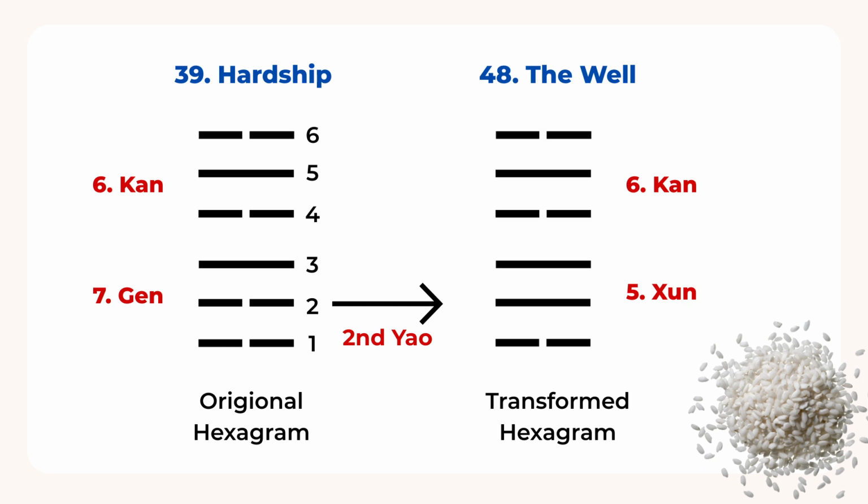So the new hexagram will be number 48, the well. That's after the transformation, and usually the new hexagram shows a result or future. So that's the rice grain method.